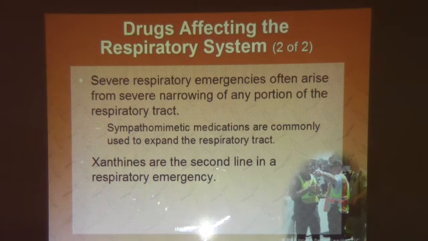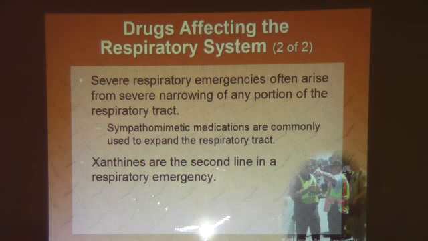Okay, let's talk about some other drugs affecting the respiratory system. Severe respiratory emergencies may often arise from the narrowing of any portion of the respiratory tract. The respiratory tract is lined by smooth muscle fibers that influence the diameter of the airway. Control of the smooth muscles is maintained by the autonomic nervous system. Many of these respiratory emergency treatments attempt to expand the respiratory tract by using sympathomimetic medications.